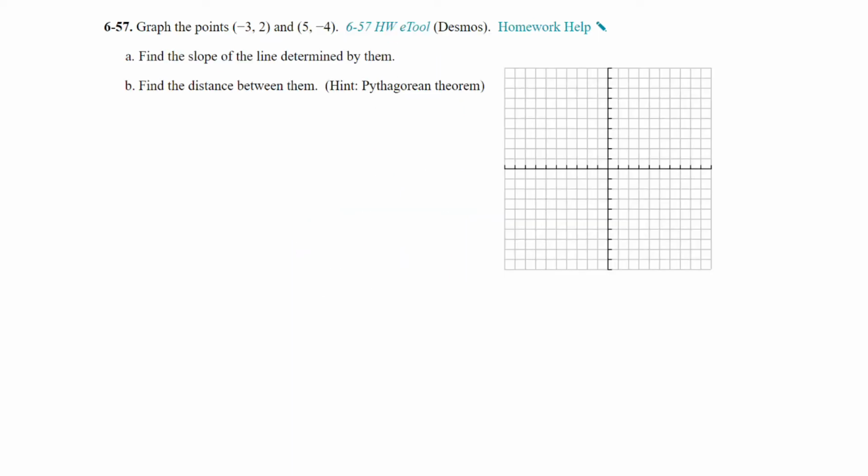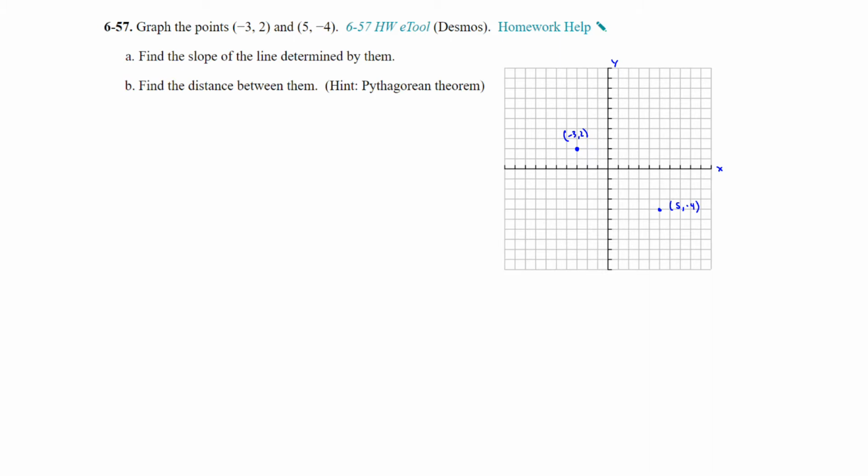Question 57. Graph the points -3, 2, and 5, -4. A, find the slope of the line determined by them, and B, find the distance between them. Hint, Pythagorean theorem. All right, so let's first plot the point -3, 2. So x first, so we're going to go left 3 units, and then y is the second number, so up 2. So here's the point -3, 2, and then 5, 1, 2, 3, 4, 5 to the right, and then down 4. So there's the point 5, -4.